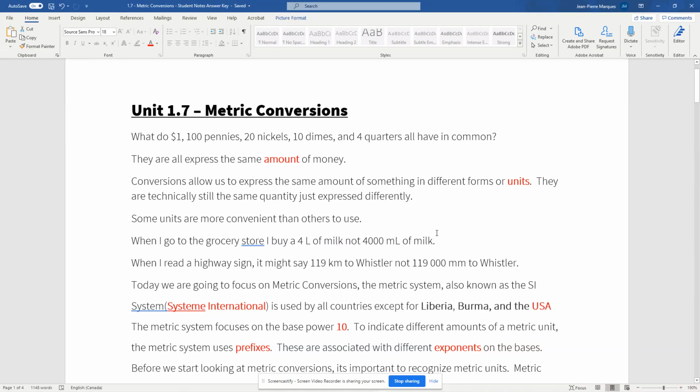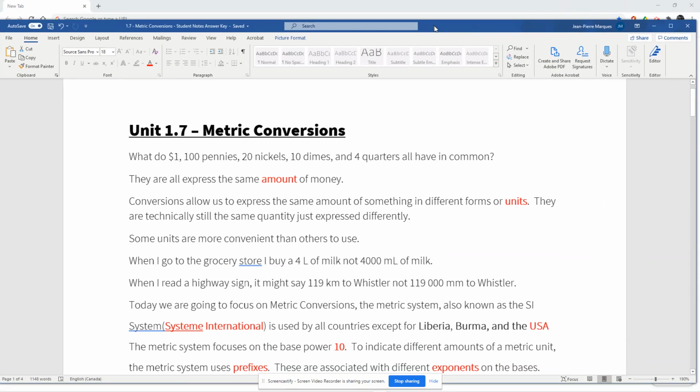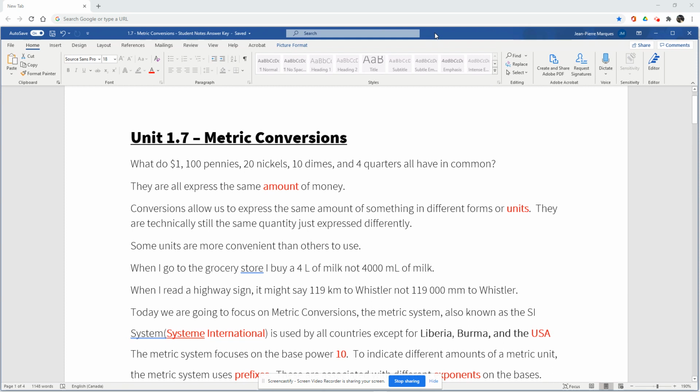Hello, this is Unit 1.7. This is metric conversions. Okay, so we're going to be talking about a little bit of a new topic here. This is kind of going to connect with everything we've done before, but it is a little bit different.